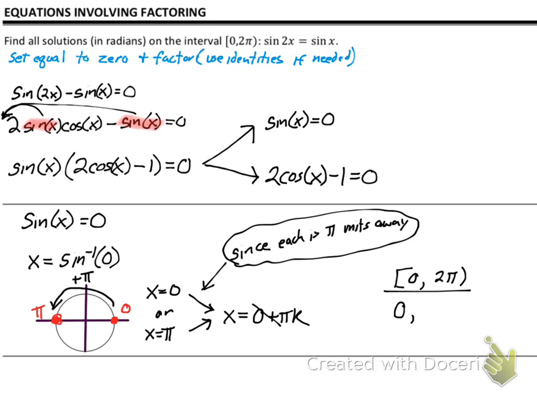Pi is another one that's on there. Would I list 2 pi? Would I go over here and list 2 pi? No, I wouldn't list 2 pi. I would stop before 2 pi because we have parentheses, not a bracket. All right, so there are only 2 angles that exist in that equation between 0 and 2 pi. All right, so we got this one taken care of. Good. Now we're going to look at the next one.